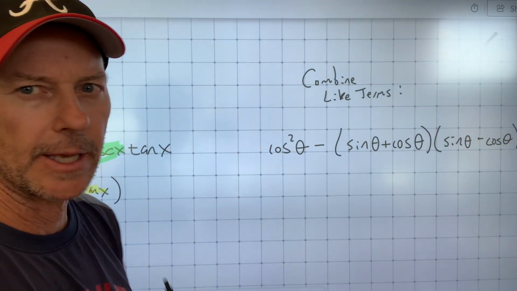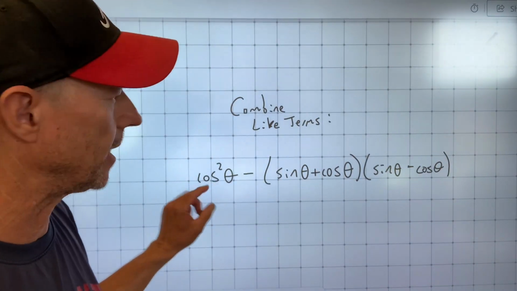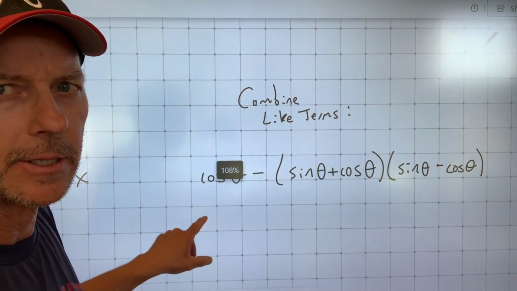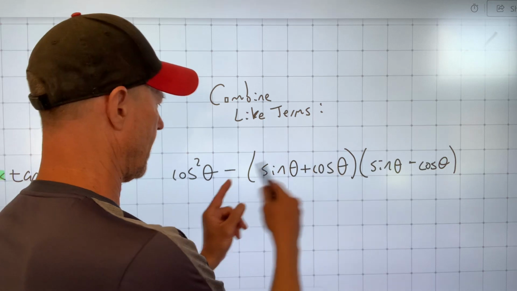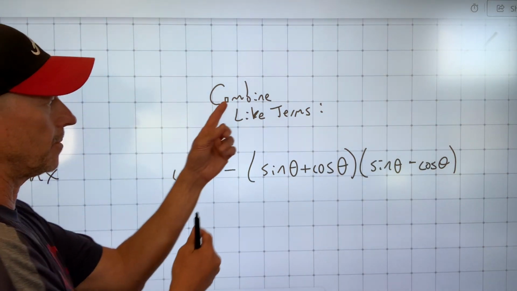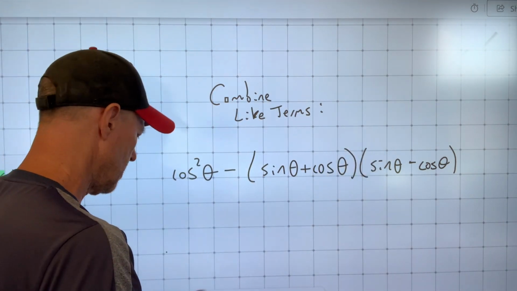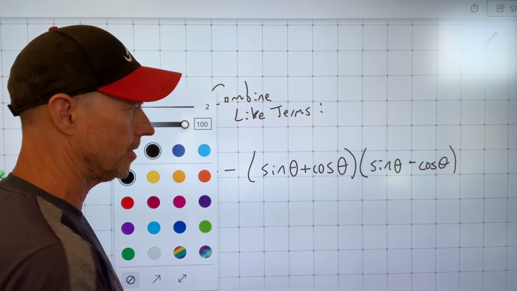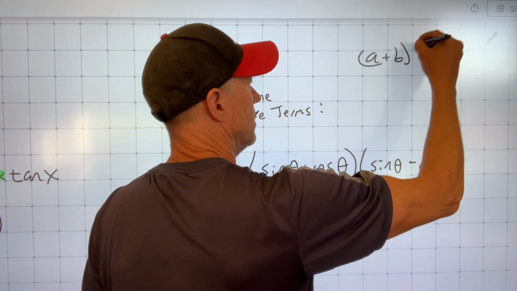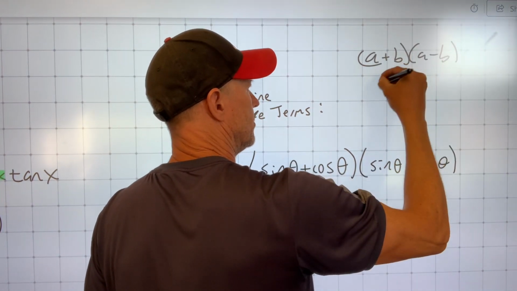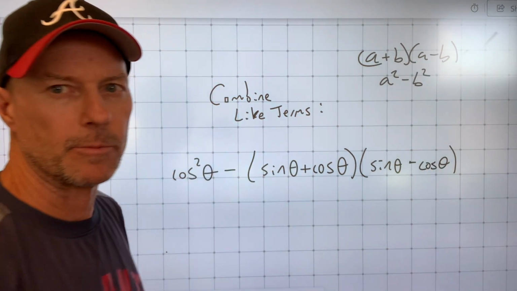Now here's one where it asks us to combine like terms. We want to combine like terms. Well, to do that, we can't, combine means to add and subtract, but we can't subtract until we've done this multiplication. But notice we have the rules for difference of squares. Remember, the difference of squares, if you have a plus b times a minus b, you just get the square of a and the square of b difference. A squared minus b squared.